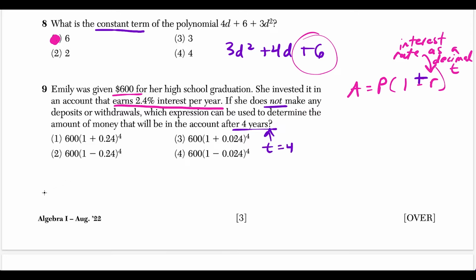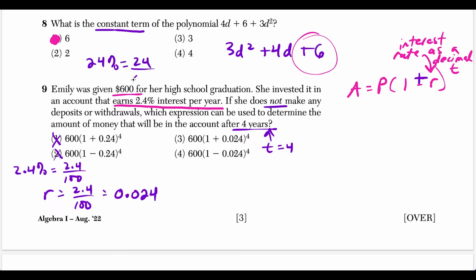Now to find out the r value, r is equal to 2.4%. As a decimal, we would do 2.4 divided by 100. If you do that in the calculator, as a decimal it is going to be 0.024. Right away I could see choices 1 and 2 are a trap, because this would be 24%. 24% would be 24 out of 100, and that would be 0.24 like this. So those two are automatically out.